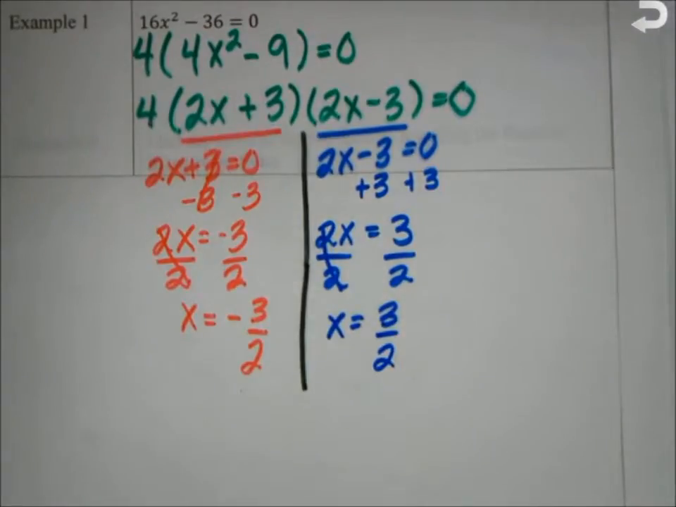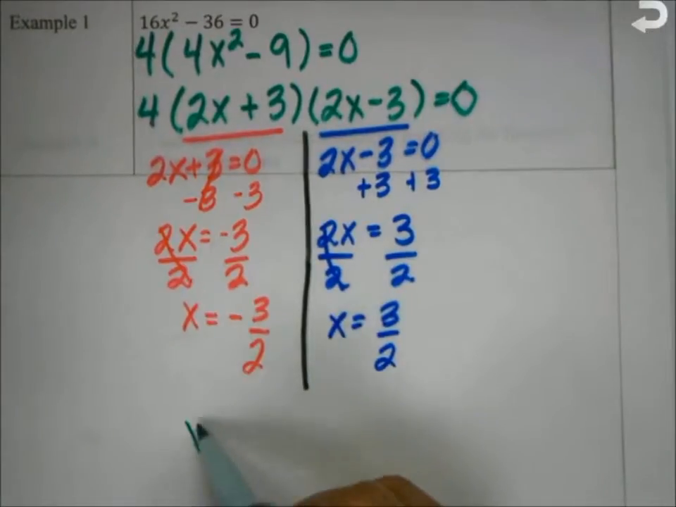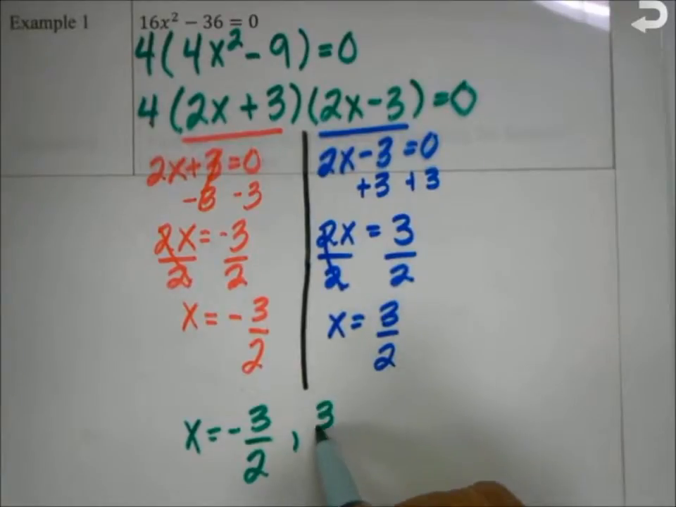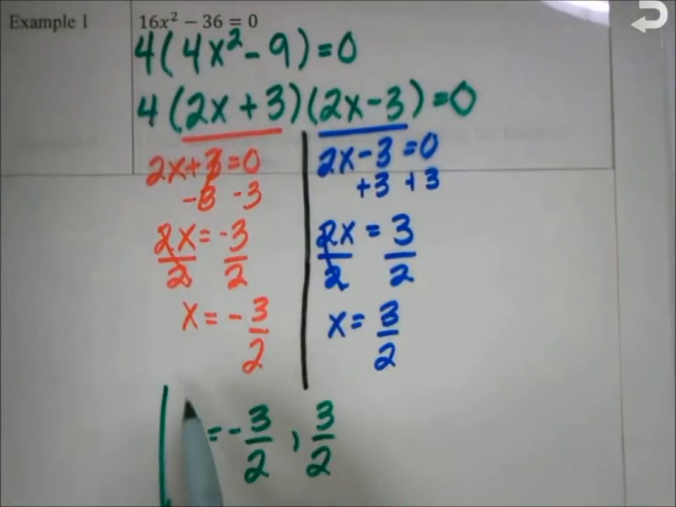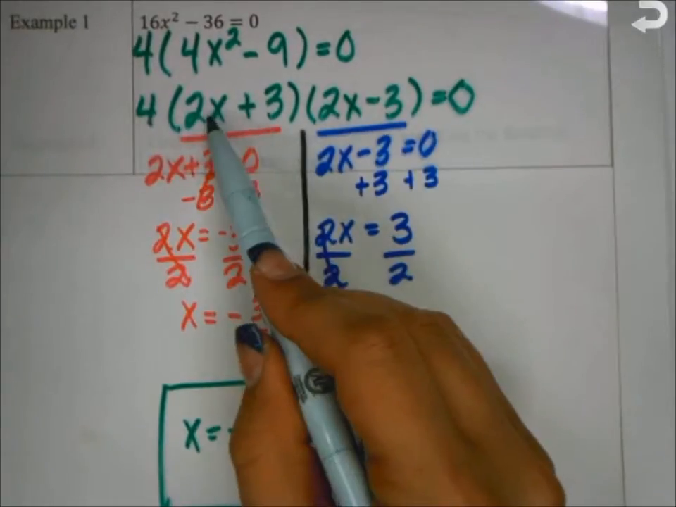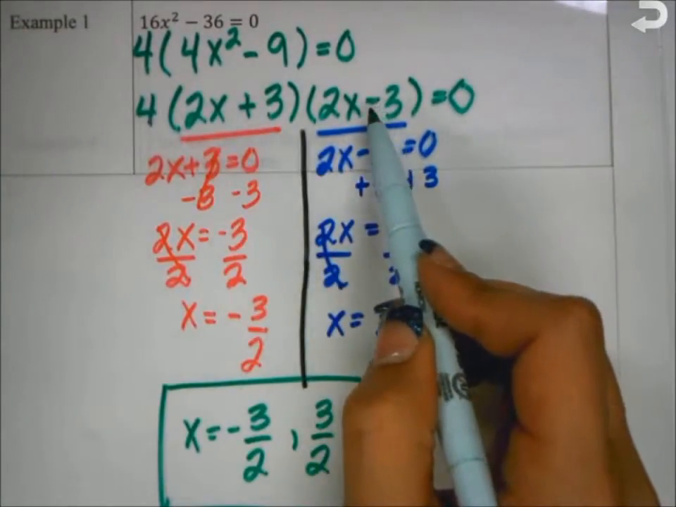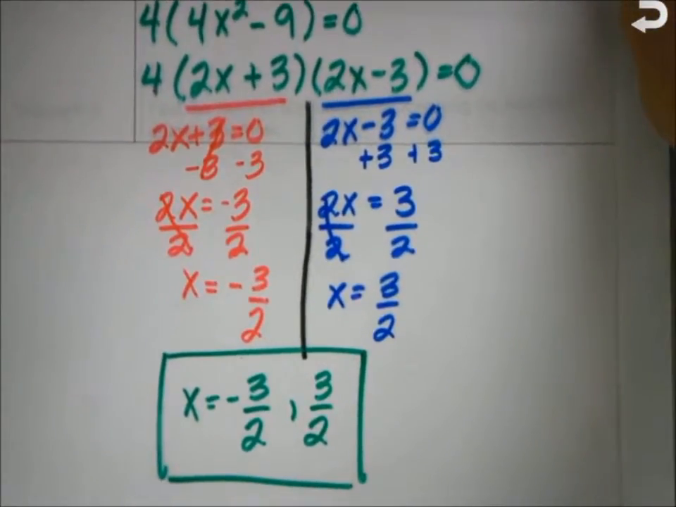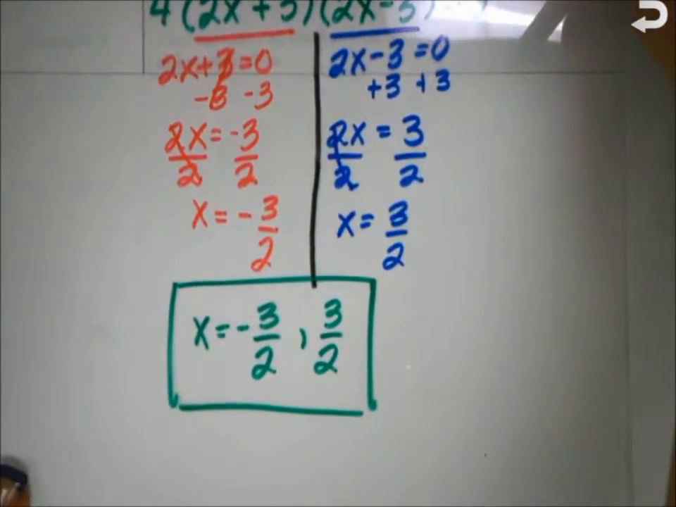So how do I write my answer? x equals negative 3/2 and positive 3/2. So if we plug in either of these values for x into the original equation, we will get 0. Okay?